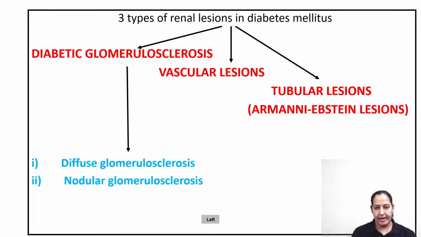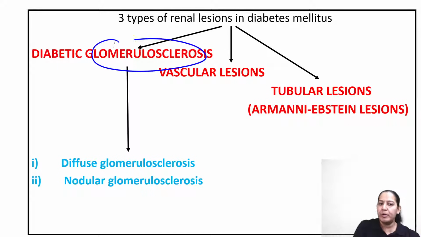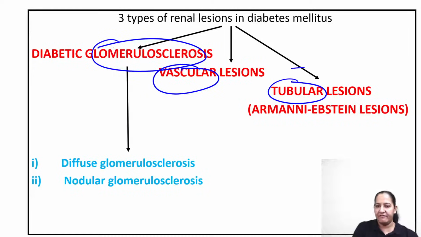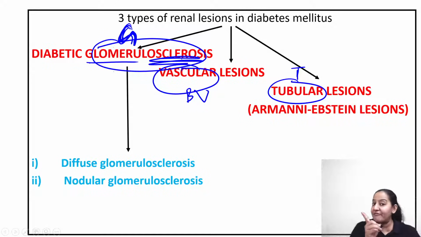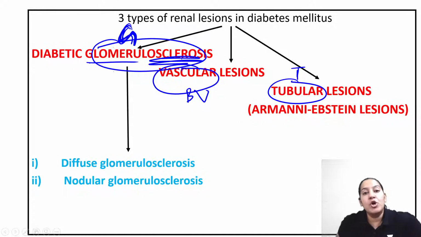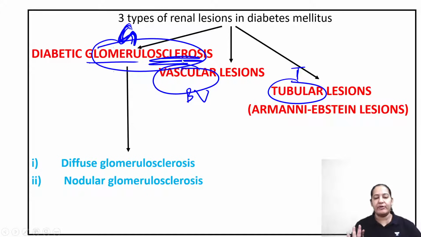I will tell you 3 things here. First, I will tell you the effect on the glomerulus. Then I will tell you the effect on the blood vessel. Then the effect on the tubules. Effect on tubules, effect on blood vessel, effect on glomerulus. Let's first talk about the glomerulus. So glomerulosclerosis is there. Again, glomerulonephritis is not there. In diabetes, glomerulosclerosis is there. I will tell you the reason, right?